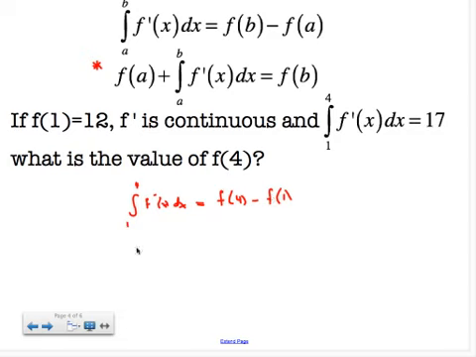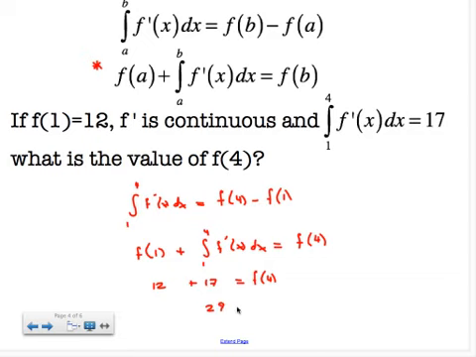So if I add f of 1 to both sides, I'll have f of 4 isolated. And if you look up, this is the same formula that's written up there, just with 1 plugged in for a and 4 plugged in for b. So we can evaluate now the value of f of 4 if we know the value of the integral and the starting value at f of 1. f of 1 was 12, the value of the integral is 17, and so f of 4 is going to be 29.